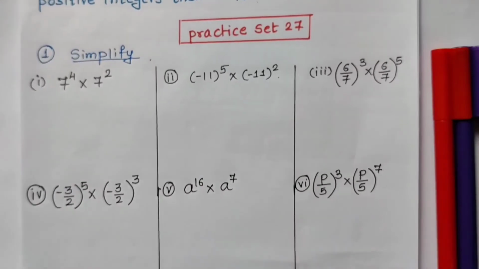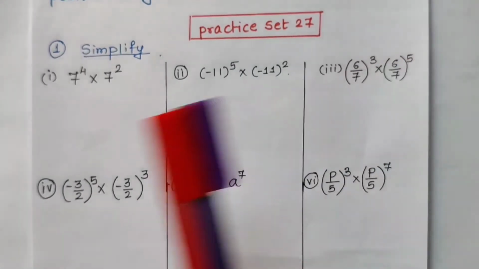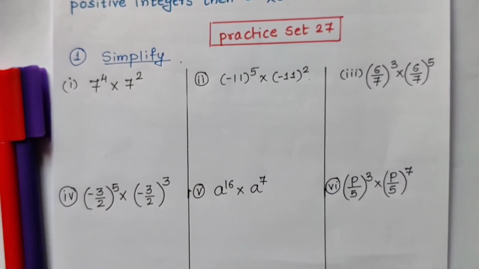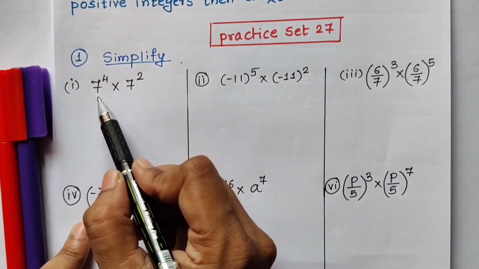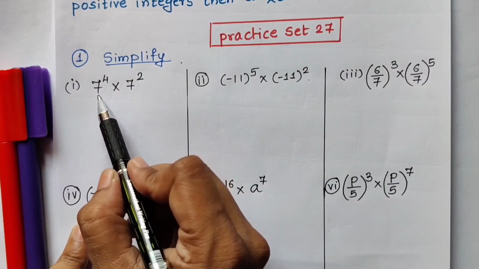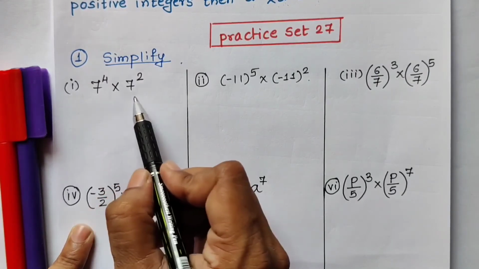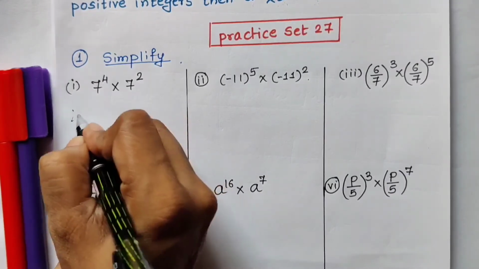So practice set 27, simplify. The first sum is 7 raised to 4 multiplied by 7 square. Just now we have seen that raised to 2 means square. So it is 7 raised to 4 multiplied by 7 square. As you can see, in the first number the base is 7 and in the second number also the base is 7. The base is common, the base is the same. So when the base is the same, I am going to write the sum again.